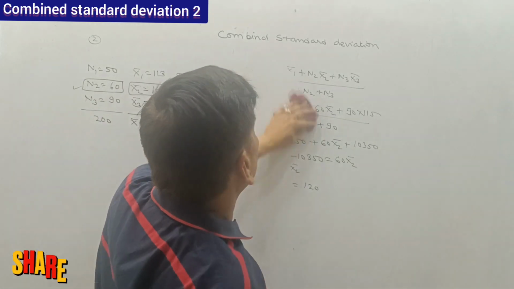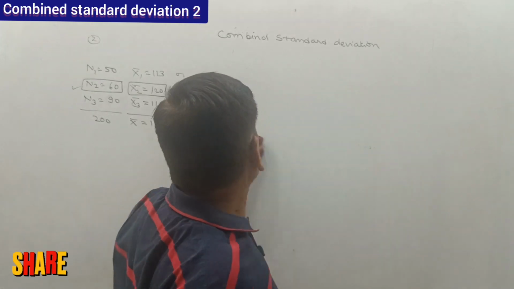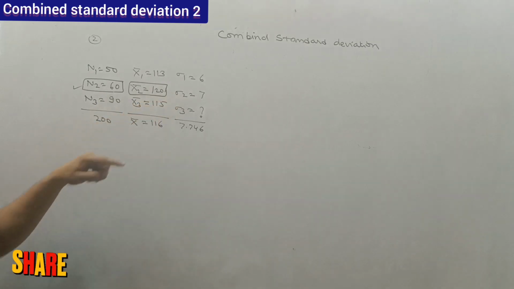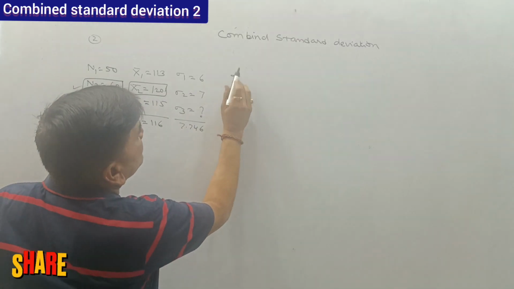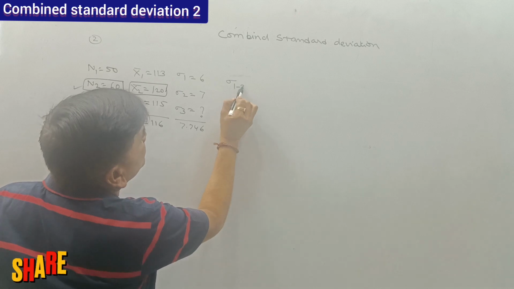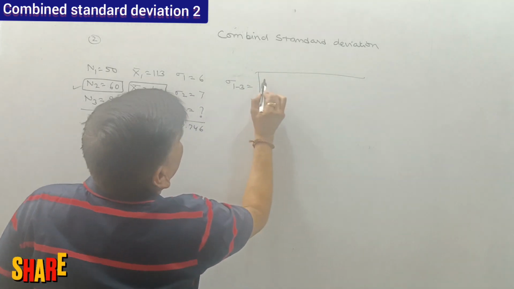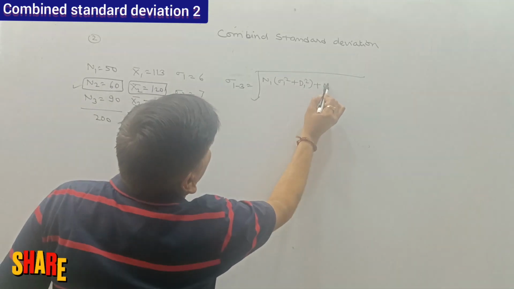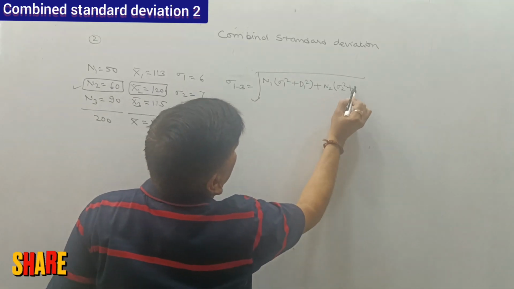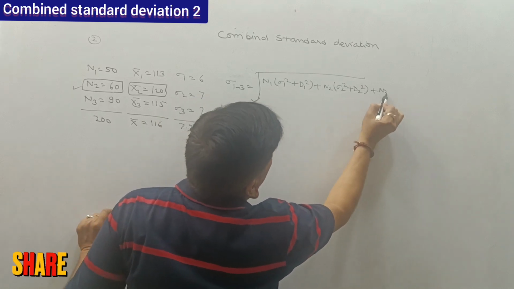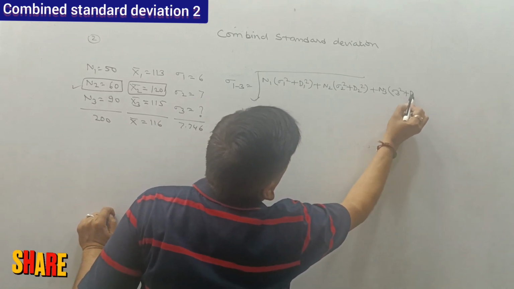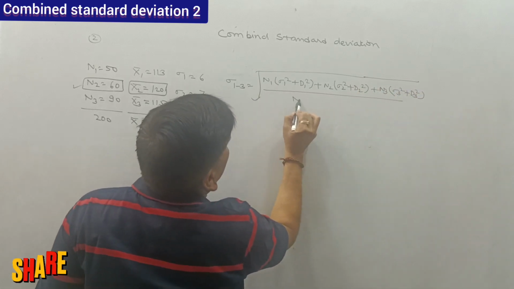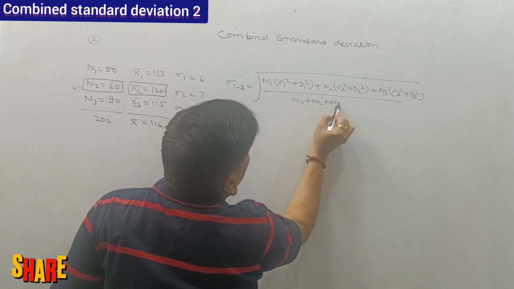Now we are to calculate the standard deviation of the second, that is standard deviation 2. So the formula for the combined standard deviation of three items is N1 standard deviation 1 raised to power 2 plus d1 raised to power 2, N2 standard deviation 2 raised to power 2 plus d2 raised to power 2, N3 standard deviation 3 raised to power 2 plus d3 raised to power 2, divided by N1 plus N2 plus N3.